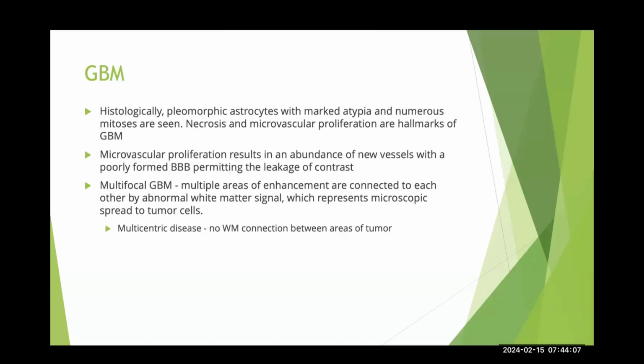And then the differences, important to note, between multifocal and multicentric disease. So multifocal GBM are multiple areas of enhancement that are connected to each other by abnormal white matter signal, representing the microscopic spread of these tumor cells, versus multicentric disease, where there are multiple lesions throughout the brain, but there's no distinct white matter connection between the two areas of tumor. So they're separate centers of actual GBM tumors.